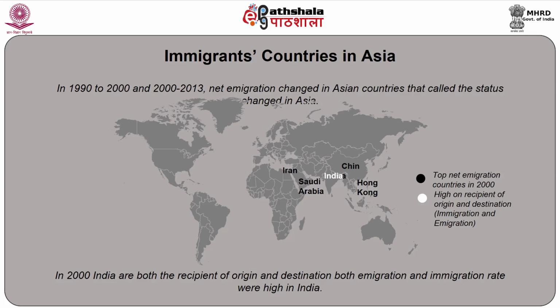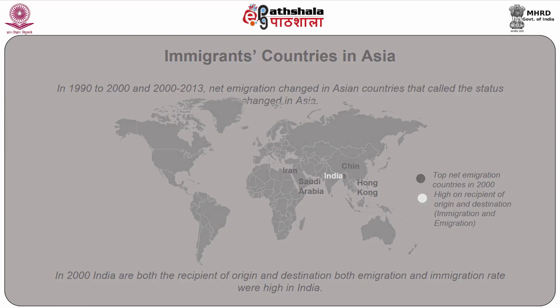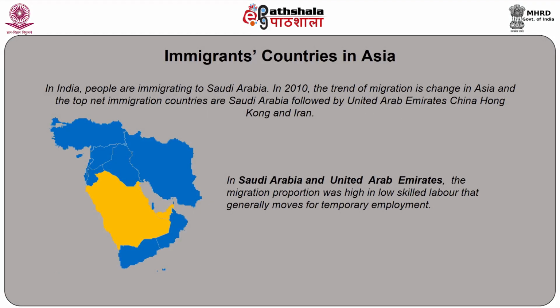We are losing the net international migration. In 2000, India is both the origin and destination for immigration, and the immigration rate was high in India. In India, people are emigrating to Saudi Arabia. In 2010, the trend of migration changed in Asia, and the top net migration countries are Saudi Arabia followed by United Arab Emirates, China, Hong Kong and Iran.